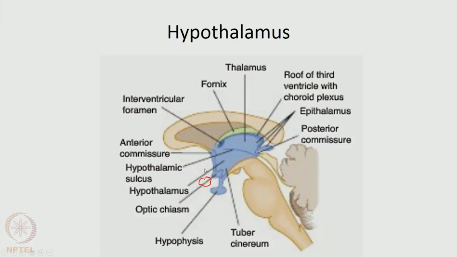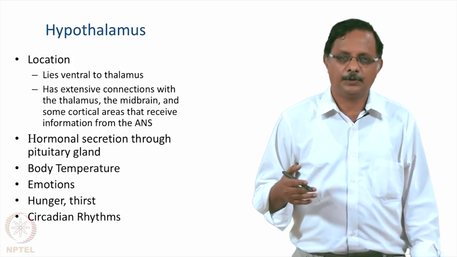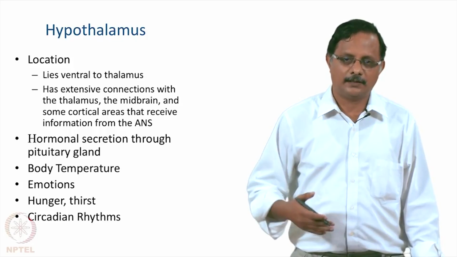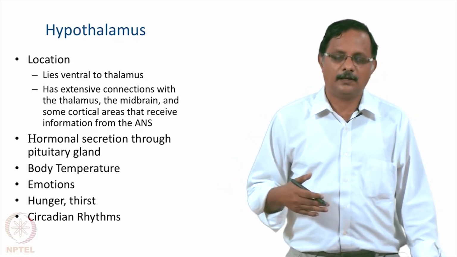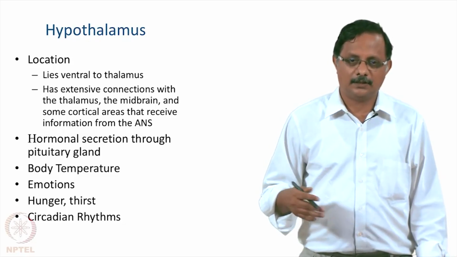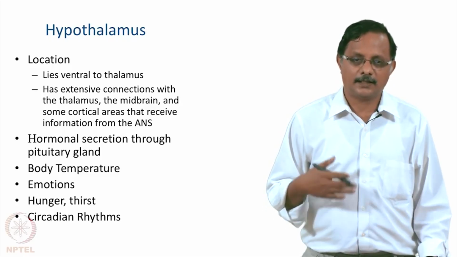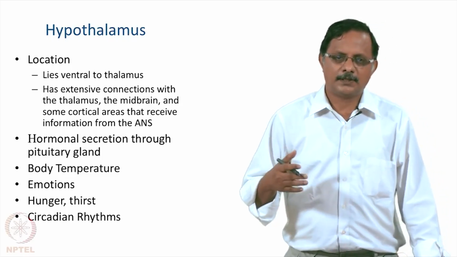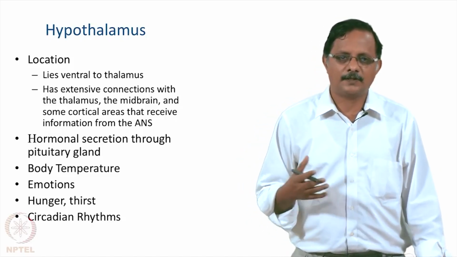So, this gland is the master gland. The gland system of the body is called the endocrine system, and the pituitary gland is the master gland which controls the other glands. So, the hypothalamus controls the pituitary gland. It also controls other bodily parameters like body temperature, emotions, hunger, thirst, and circadian rhythms. Circadian rhythms are intrinsic bodily rhythms which are roughly 24 hours long.